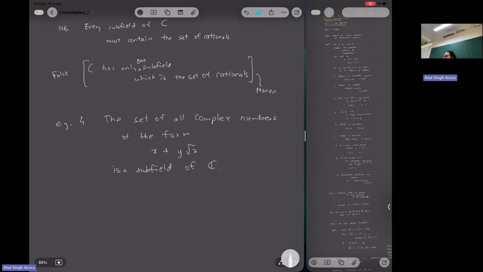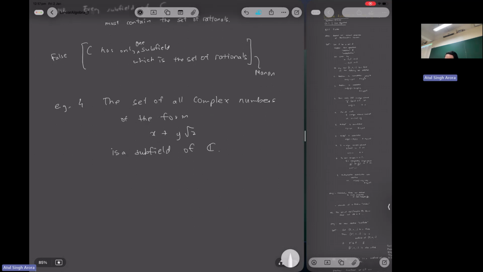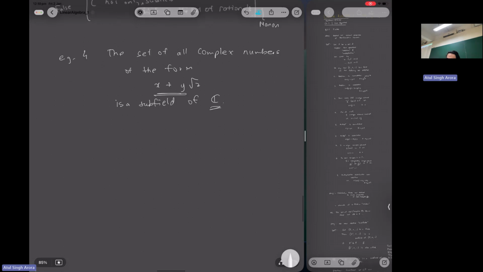Okay. So example 4. I should have asked you. Okay, is this a subfield? But it already said. Okay, you can check this. I'll leave it as an exercise that this funny looking set, for all x and y, is going to form a subfield. Okay. All right. So that is fine.